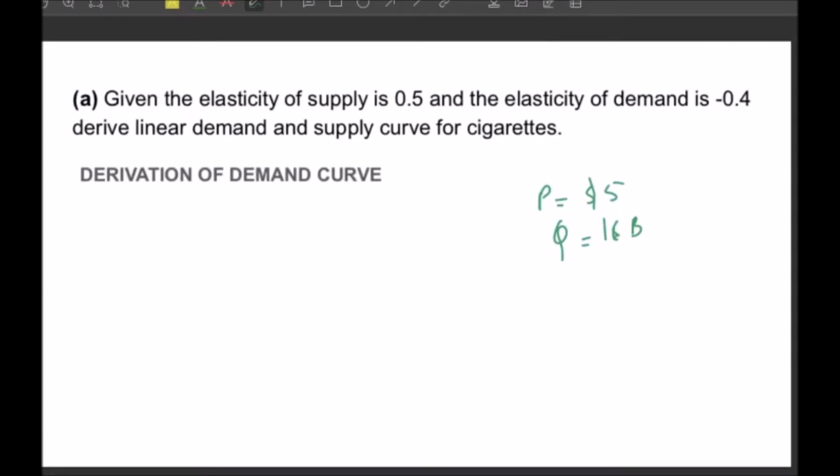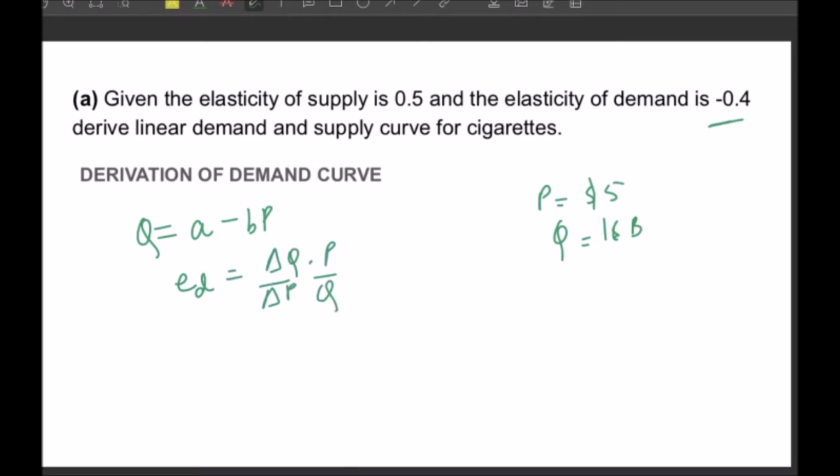Now, we know that the general form of the linear demand curve is given by Q is equal to A minus BP, where Q is the quantity consumed, A is the factors affecting the quantity except price, B is the slope of demand curve, and P is the price paid. We are also given here the elasticity of demand is minus 0.4. And we know the formula for elasticity of demand is change in quantity upon change in price into P upon Q.